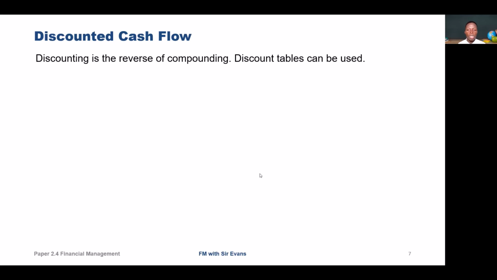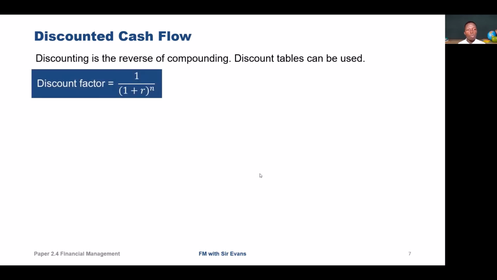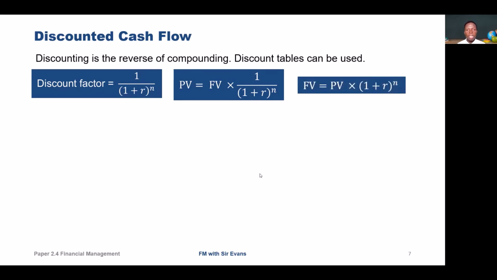The discount factor is the inverse, the reverse, of a compounding factor for the same period and interest rate. We have discount tables which can help with that. So the discount factor is equal to 1 over (1 + r) raised to the power n. As I mentioned, discounting helps us find the present value, PV. So PV is equal to FV, the future value, multiplied by 1 over (1 + r) raised to the power n. And if you remember compounding interest, we said our amount expected at the end is equal to the present value multiplied by (1 + r) raised to the power n. So if you are not compounding and you want the reverse of that, then you are discounting.